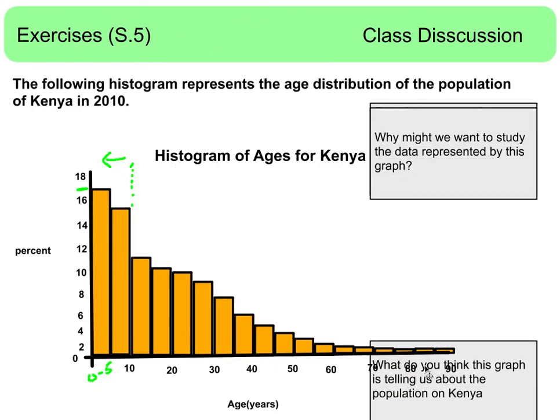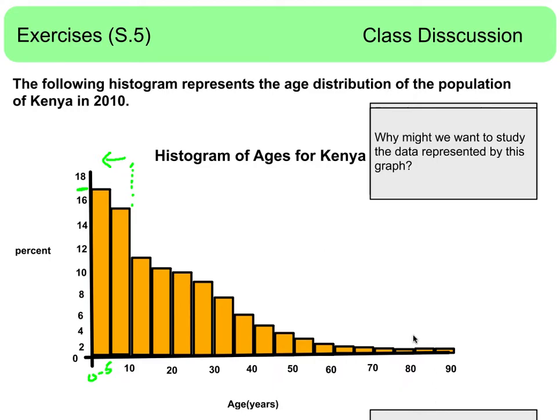Then the teacher follows up with, why might we want to study the data represented by this graph? Well, there are a lot of different ideas that students could come up with, and the teacher will be open to a lot of these ideas, but just for one example, you might say it tells us about Kenya and its challenges based on its population and demographics. Caring for and educating young people are major challenges for this country.